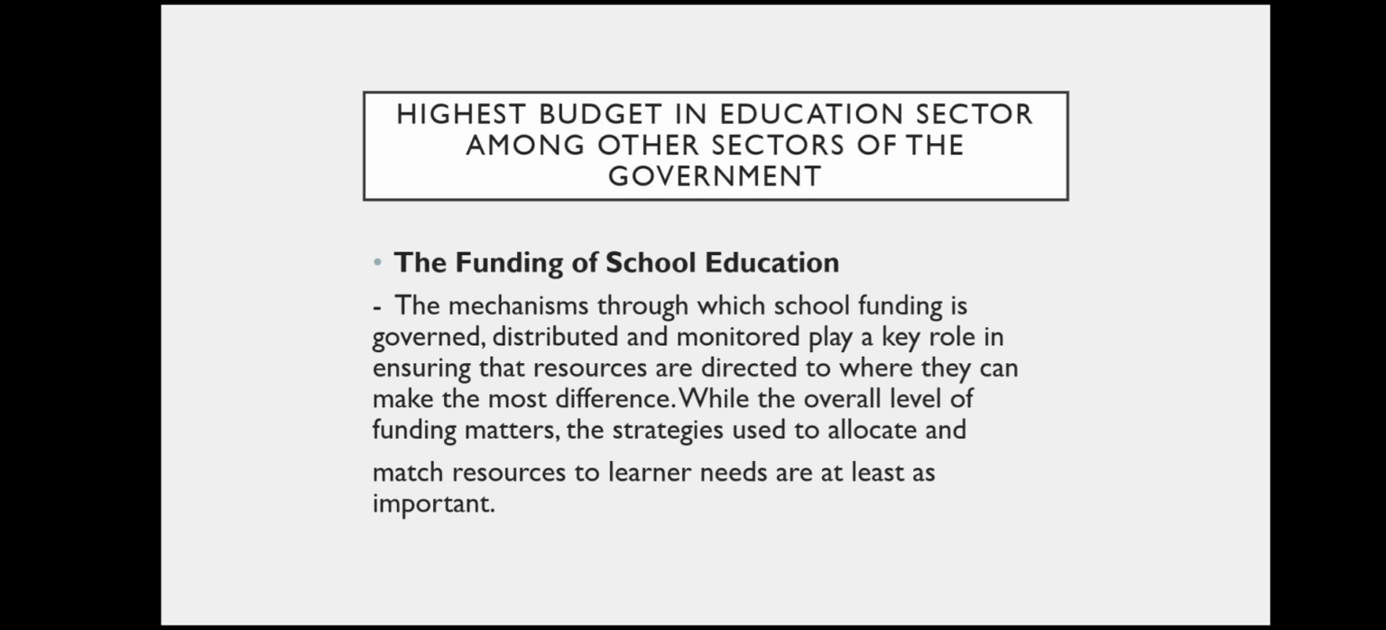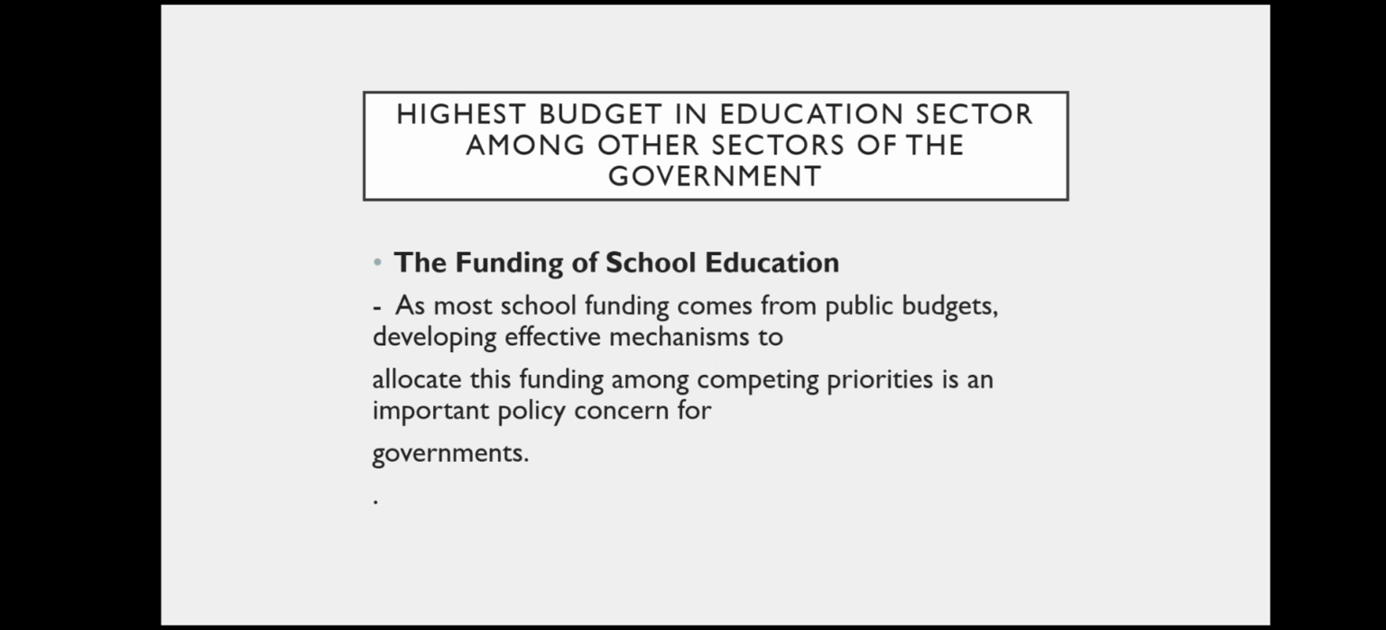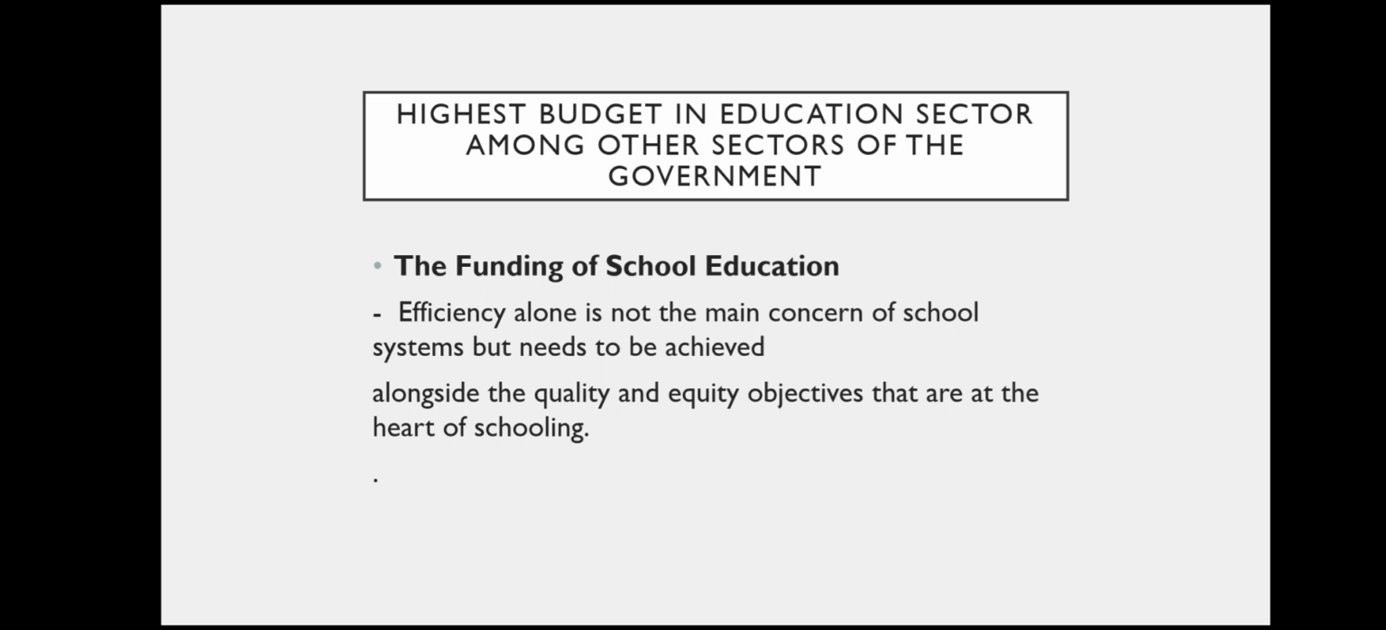It's not only about the money that they are getting, but the learnings that the learners will acquire at the end. And also, as most school funding comes from public budgets, developing an effective mechanism to allocate this funding is an important policy concern for governments, alongside the quality and equity objectives that are at the heart of schooling. So this is the consideration why the education sector has the highest budget among all other government sectors.